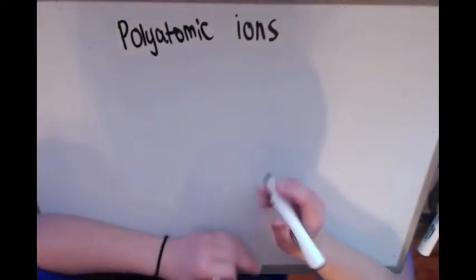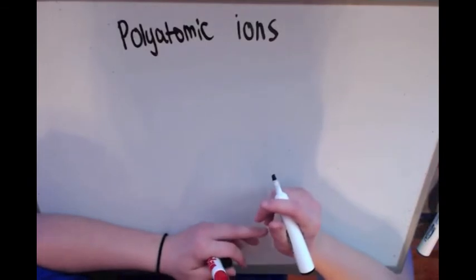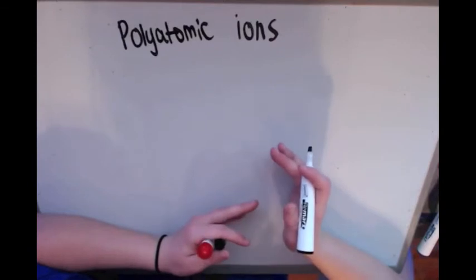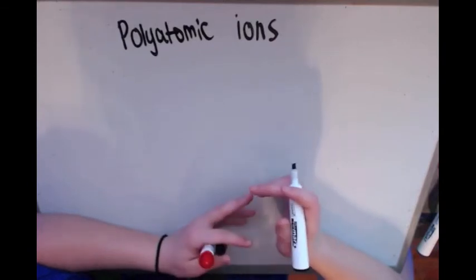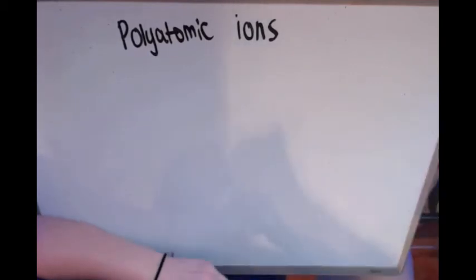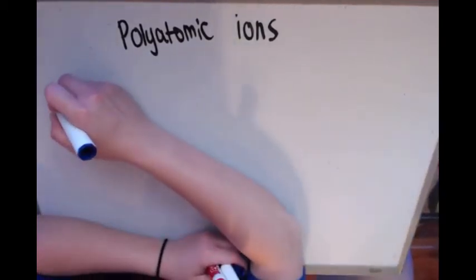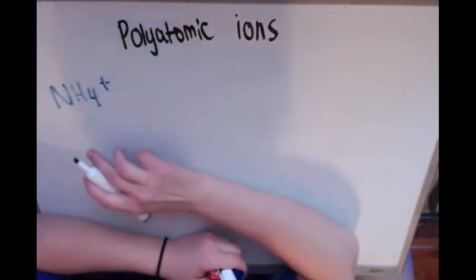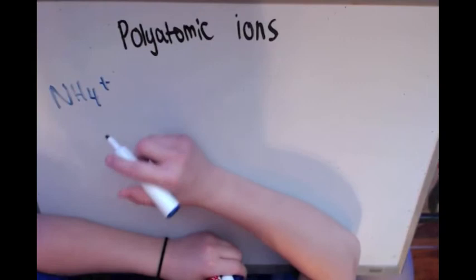Alright, so the big thing is with polyatomic ions, most of the ones you have to know are anions, negatively charged polyatomic ions. There's only really one polyatomic cation you have to know, and that would be NH4+, which is ammonium.